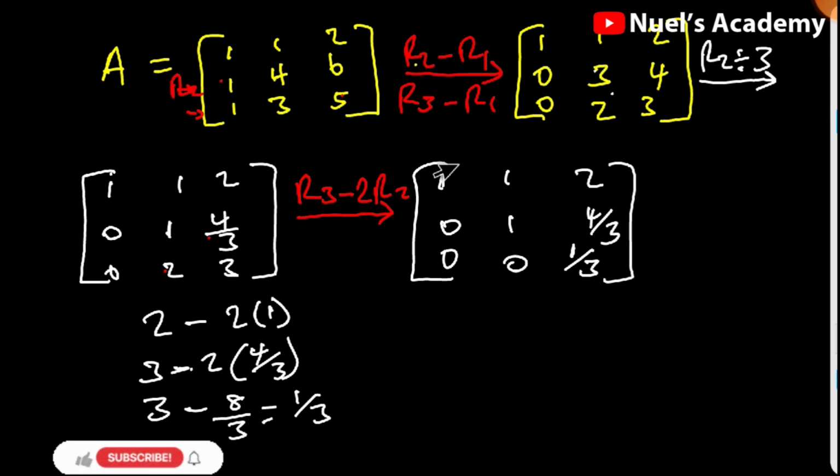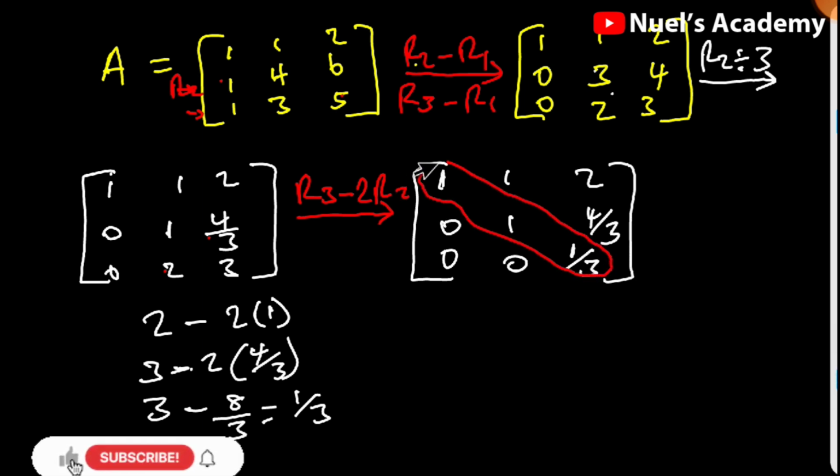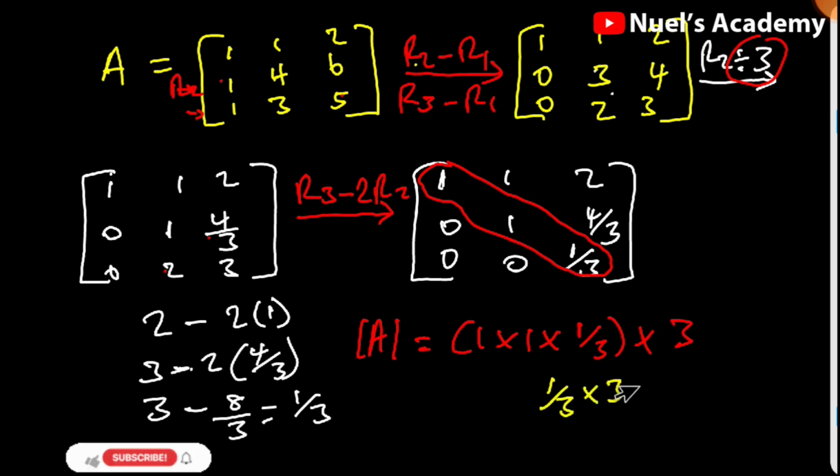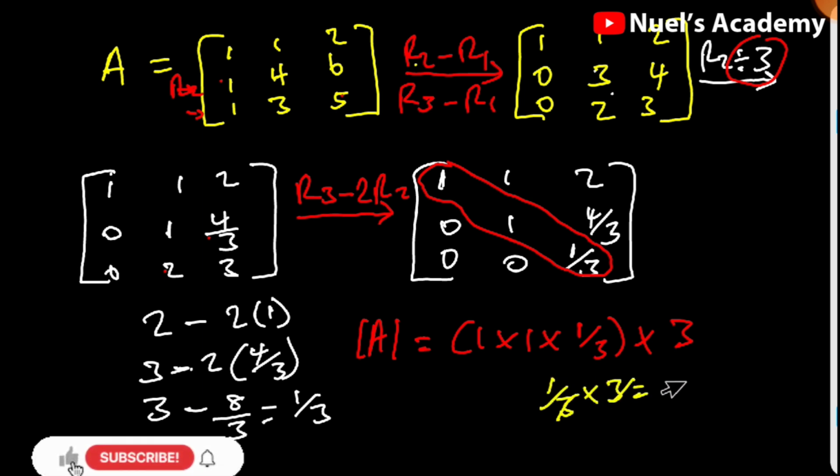So we're going to multiply the leading diagonals. We have that the determinant of the matrix is equal to 1 times 1 times 1 over 3, and we didn't swap any row here, so we're not going to multiply this answer by -1, but we divided by 3 here. So we're going to multiply this answer by 3. When we do that, 1 times 1 times 1 over 3 gives us 1 over 3, then times 3, the 3 and 3 cancel. We have that the answer is equal to 1. So we can say that the determinant of this matrix A is equal to 1.